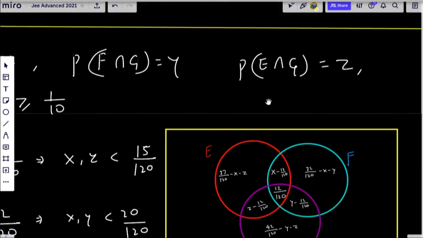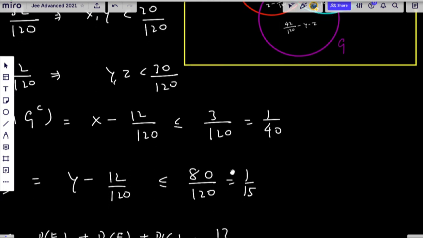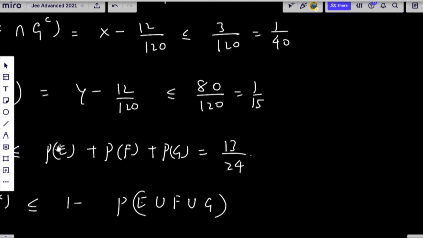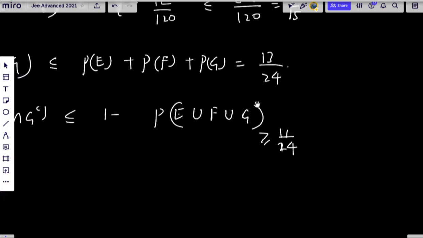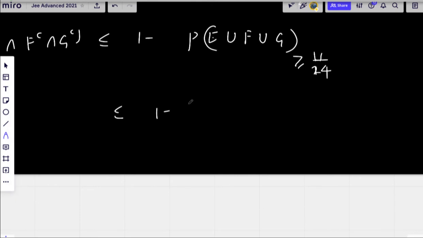So that is, yes, less or equal to, it means equal to this part. This part is greater or equal to 11 by 24, 11 by 24, right? And hence this is less or equal to 1 minus 11 by 24. So 24 minus 11, that is what we say here.